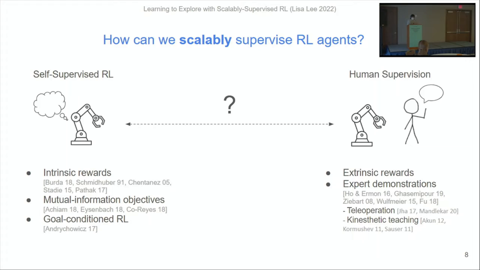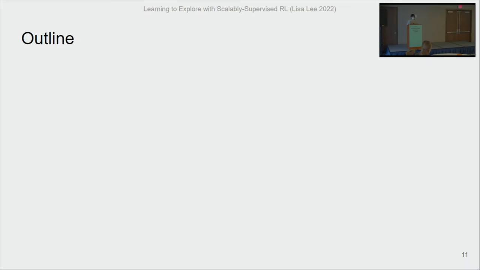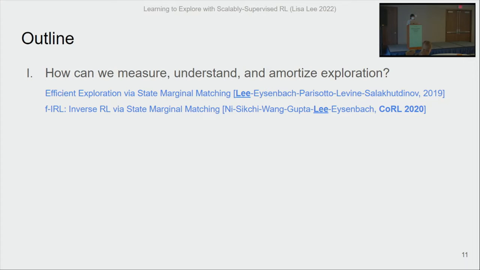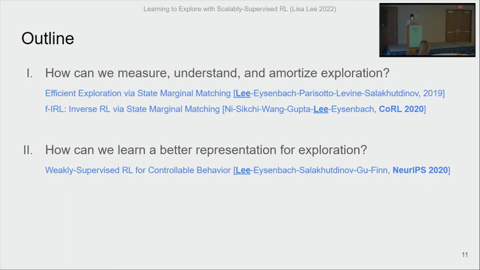Here's the outline of this talk. In part one, our focus will be on how we can measure, understand, and amortize exploration. We want to understand what previous exploration methods are doing and why they work. Then in part two, we will look at how we can learn a better representation for exploration. We'll start with part one.